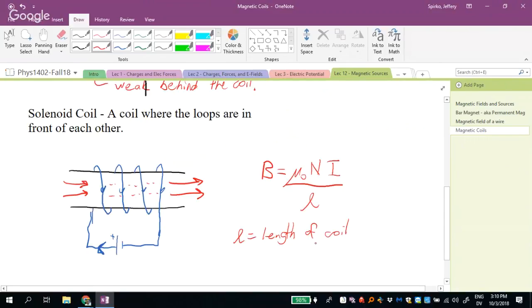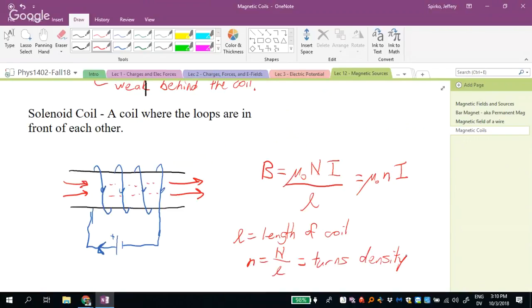Sometimes different people like to write this formula slightly differently. Sometimes people like to write it as mu naught times a little n times I. And n over L is called the density of loops of wire, or the density of turns. So that's a nice, straightforward formula to have to deal with.